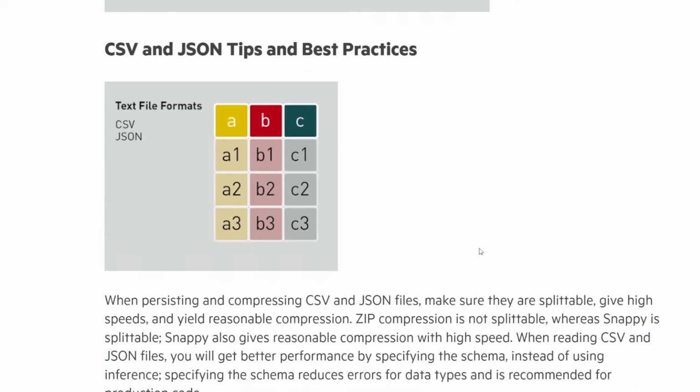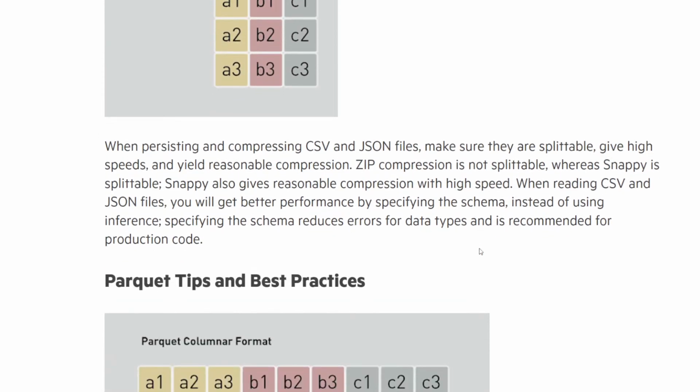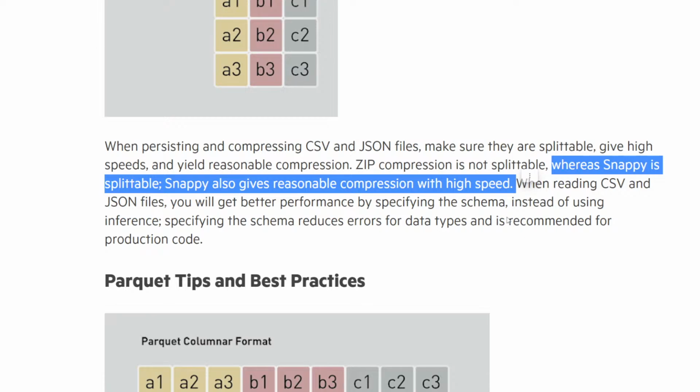So let's talk about the next thing, CSV and JSON tips and best practices. If you're using CSV files or JSON files, while persisting and compressing them, just make sure they are splittable, they give high speeds, and yield a reasonable compression. Zip compression is not splittable. So if you have a zip compression, you cannot split the file. But Snappy is splittable. Snappy also gives a reasonable compression with high speed. So you get high speed compression, and the compressed size is reasonable.